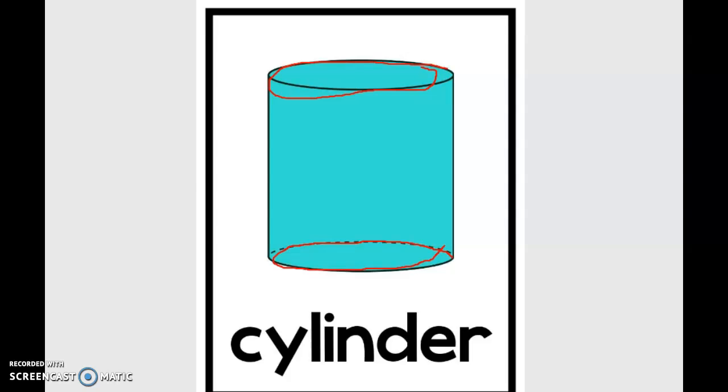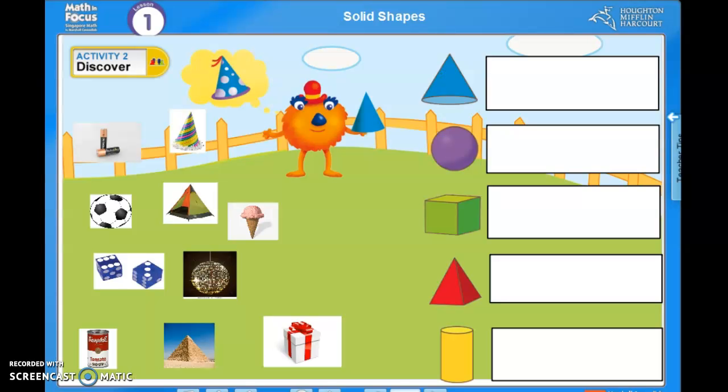Very good. All right, so what we are going to do is use these real life things over here, these pictures that Mrs. G has, and we are going to sort them by the shape. Let's name the 3D or the solid shapes one more time. So we have a cone, a sphere, a cube, a pyramid, and a cylinder.